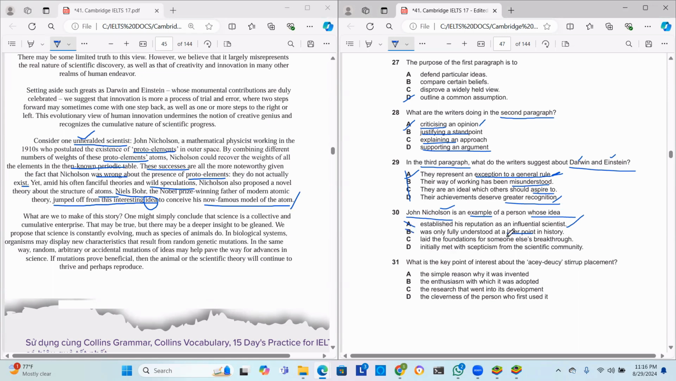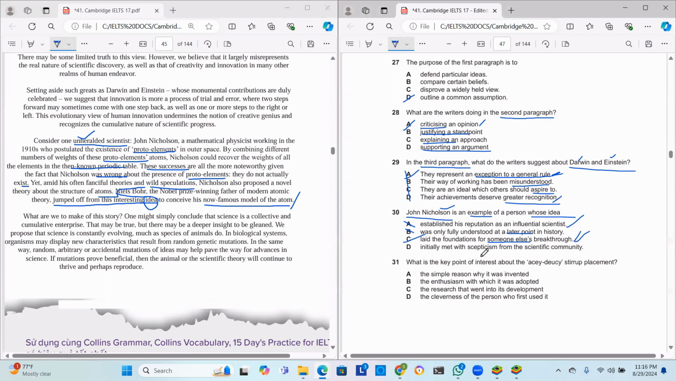Laid the foundations for someone else's breakthrough. Okay, I think yes. This looks close enough to me. Someone else's breakthrough. Who's that someone? Mr. Niels Bohr, right? So he laid the foundation for Niels Bohr's achievement. So I think C is close enough. I think C is the answer. But let's read D as well.